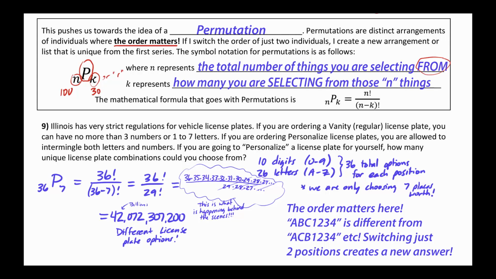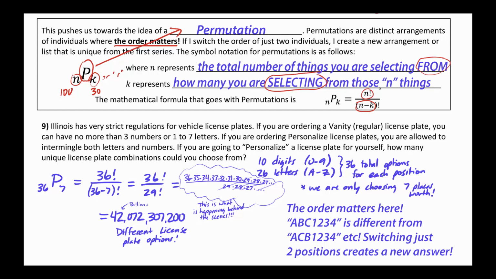K, or r, represents how many you are selecting from those n things. So it's how many people I'm choosing. So from 100, I am choosing 30. That's what you should think every single time. The P just stands for permutation, and what you should think there is that the order matters. The order really matters. Now, mathematically, there is a formula that goes with this. It is nPk equals n factorial divided by n minus k factorial. So factorials are showing up in this formula.